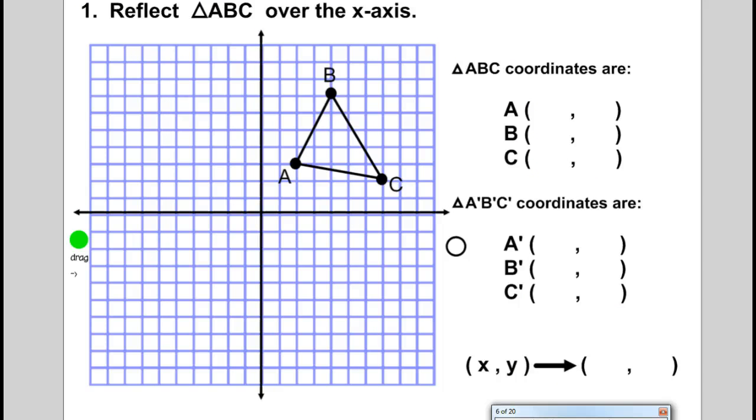Okay, so I really think y'all can do this. I want everyone to go to number 1, and I want you to reflect ABC over the x-axis. Just do it without me leading you. Reflect ABC over the x-axis. They shouldn't all become negative. I'm gonna let you figure out what, but not all of them become negative.